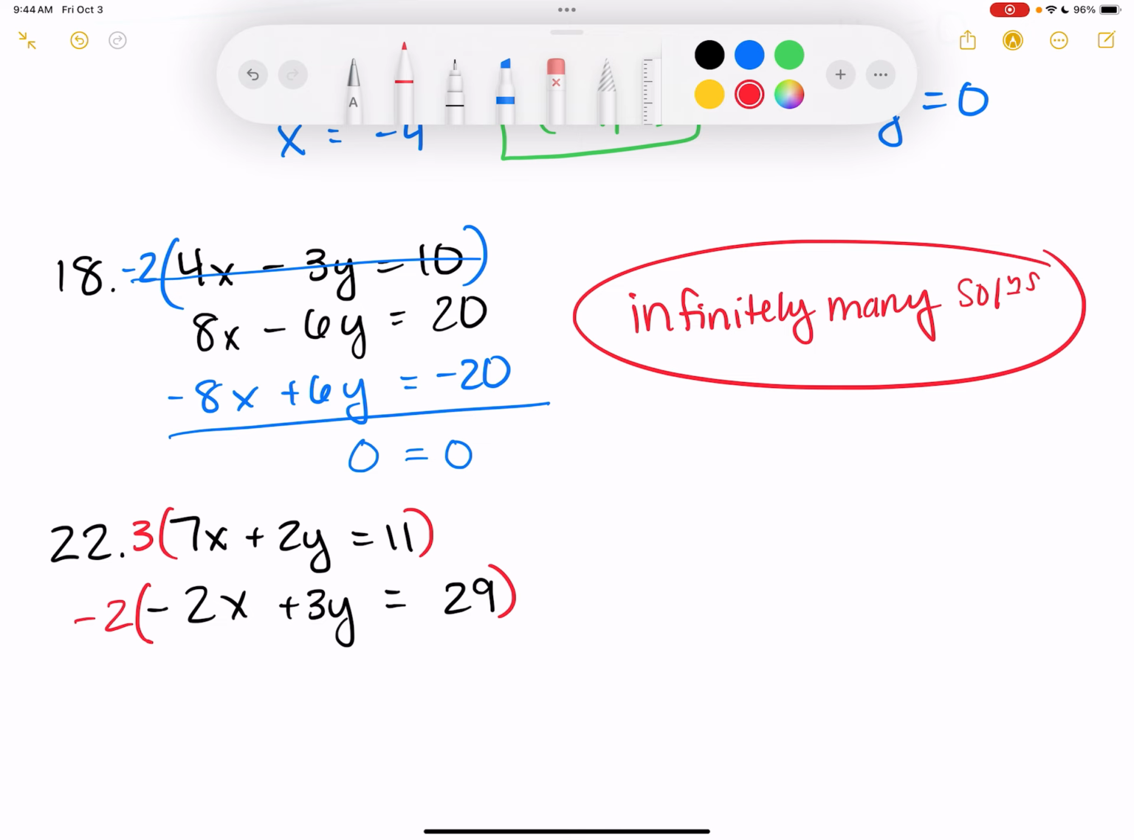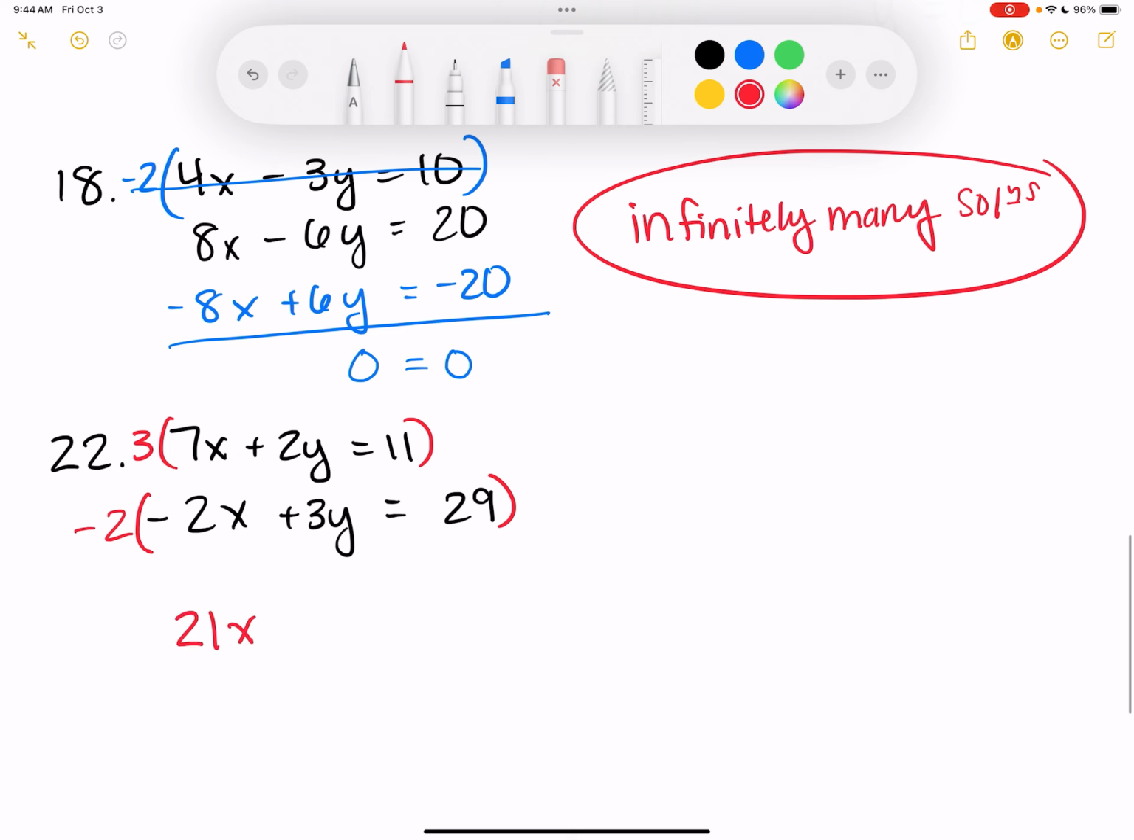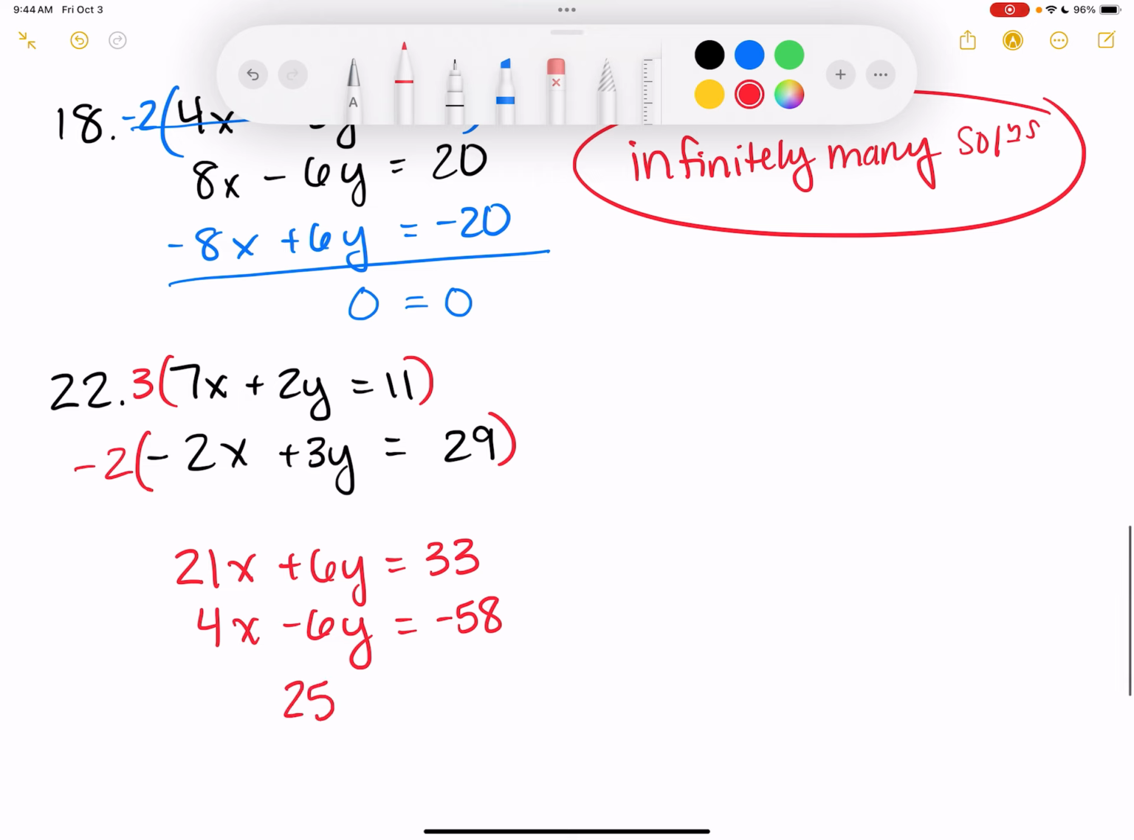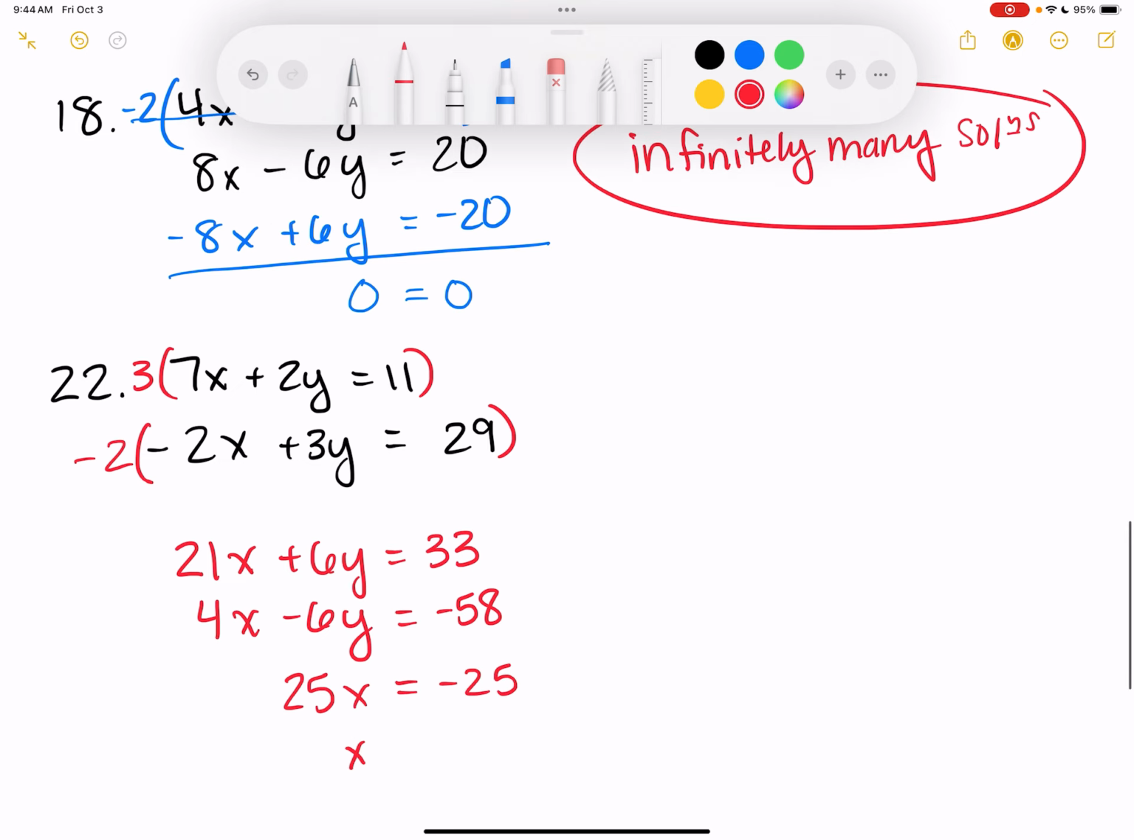Okay. So I'm canceling my y's. So my top equation is going to become 21x plus 6y equals 33. My bottom equation is going to become 4x minus 6y equals negative 58. So now my y's are canceling each other. So I have 25x equals, is that negative 25? That's nice. And then divide, x equals negative 1.